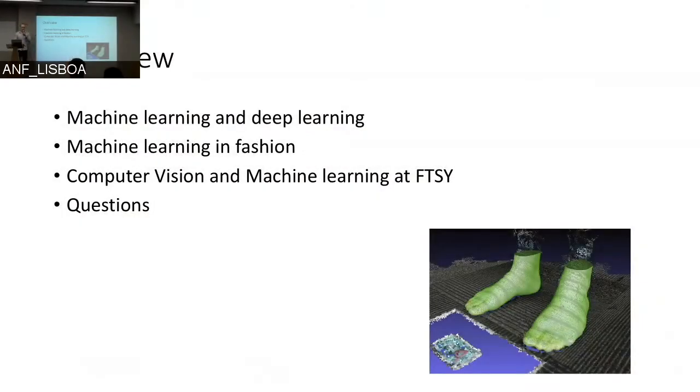Just an overview of the talk. So, kind of three parts. First, I'm going to talk generally about what machine learning and deep learning are. Second part, I'll talk about some fashion applications of machine learning. And the third part, I'm going to talk about work that we've done at FTSY using computer vision and machine learning. So hopefully there'll be lots of time for questions at the end.